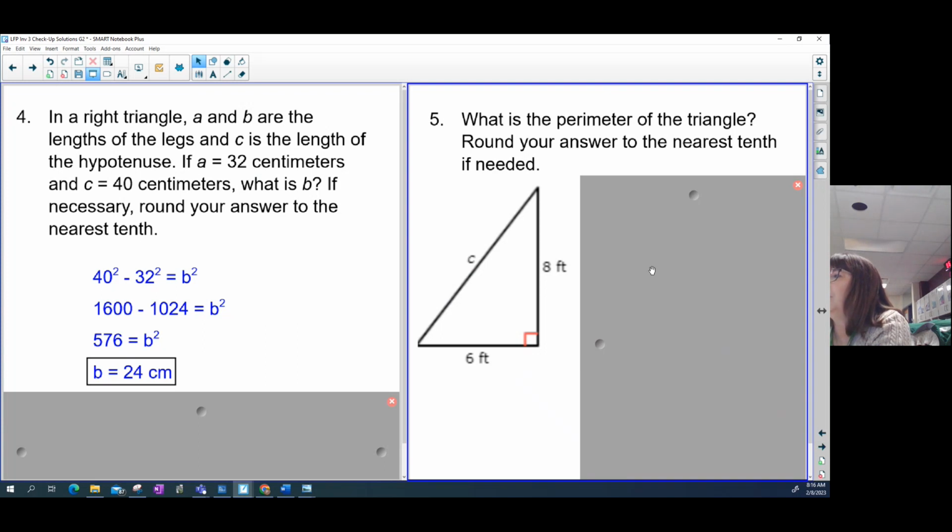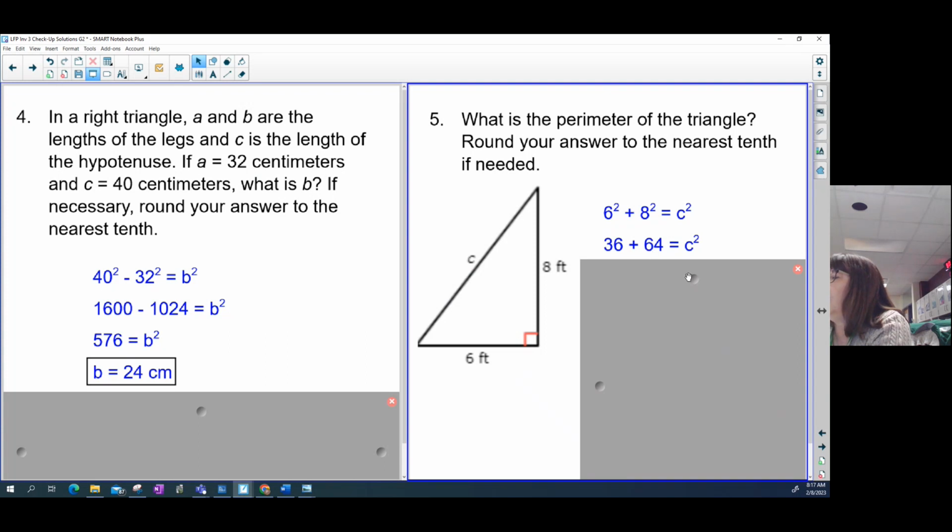Number 5, what is the perimeter of the triangle? Round your answer to the nearest tenth if needed. So this time we're going to have to find C and then add up the 3 sides to actually find the perimeter. So kind of a 2-step problem. We're given the 2 legs, so this is going to be an addition problem. 6 squared plus 8 squared is equal to our hypotenuse, or C squared.